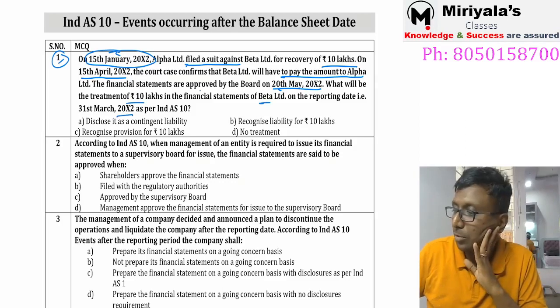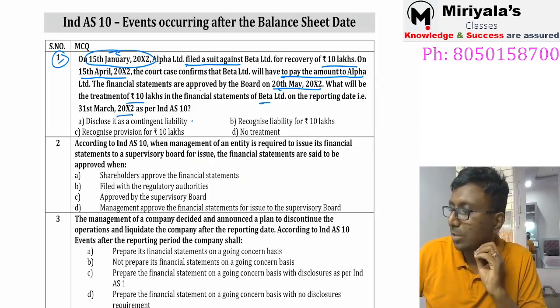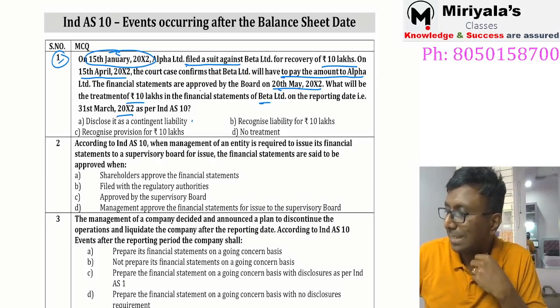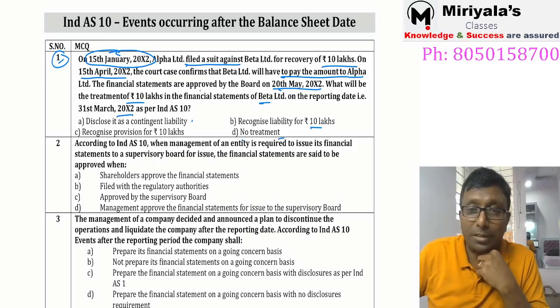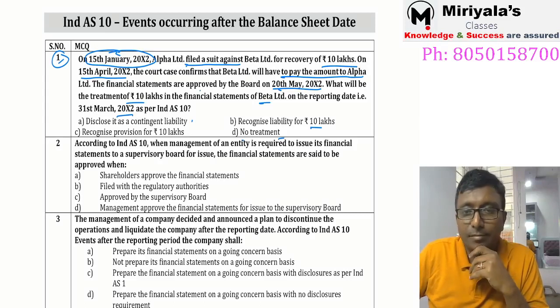Yes, what are we supposed to do? Shall we disclose it as a contingent liability, or shall we recognize a provision, a liability of 10 lakh rupees, or no treatment? What will you do? See, why not B?